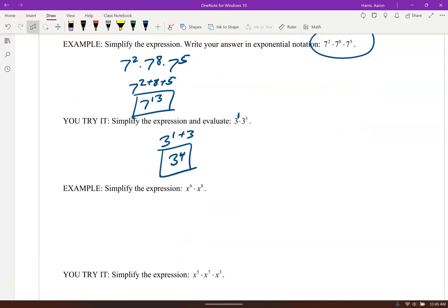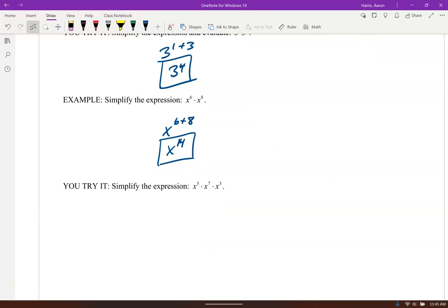Now the base here is x, so since they're the same base, we could write that as x to the 14th. And then you guys go ahead and type in what that would be right there for the next one.